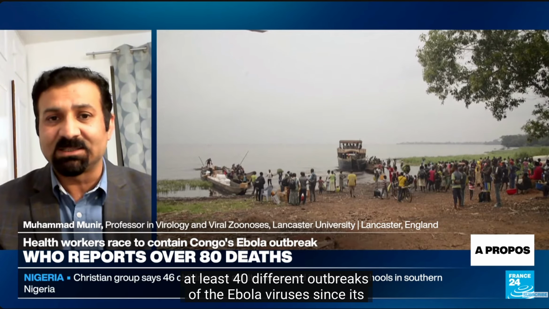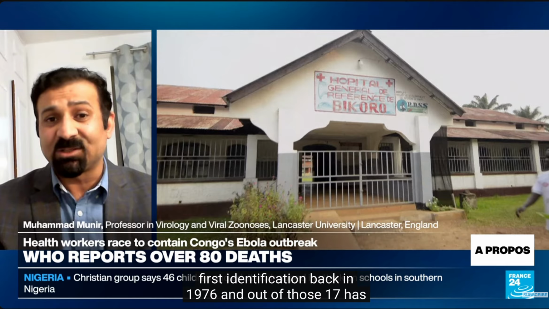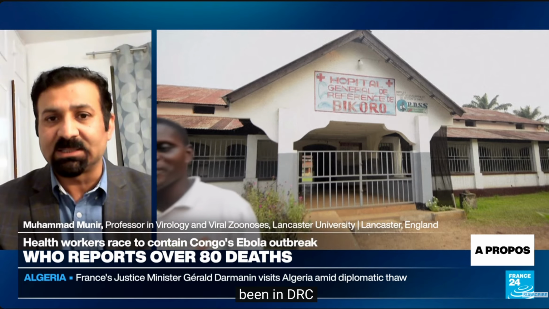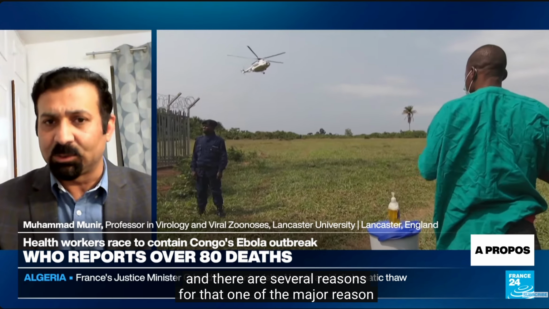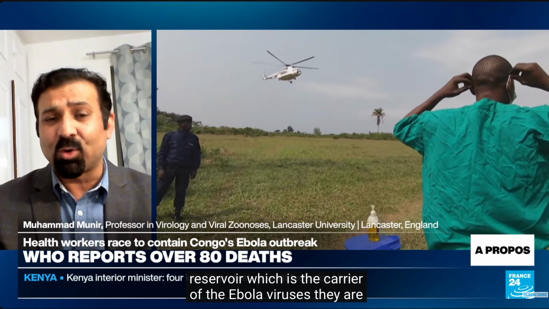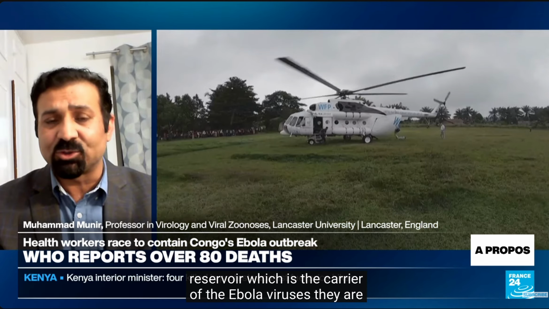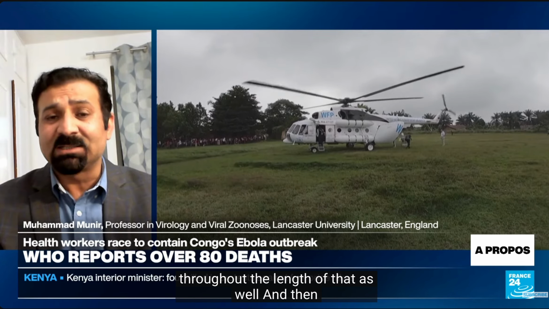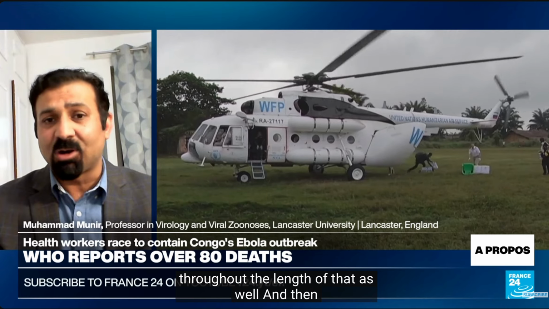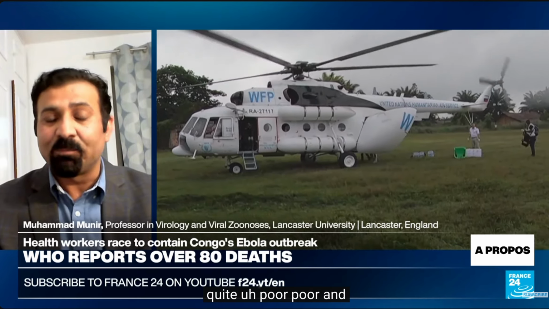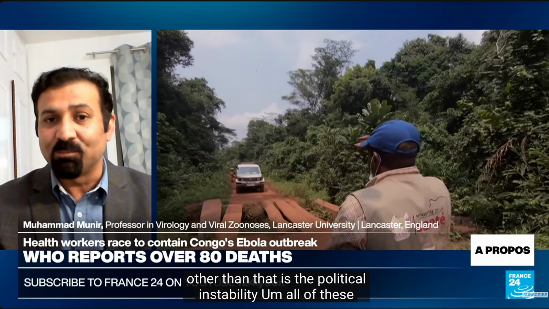One of the major reasons is that the bat population, which is the reservoir, the carrier of the Ebola viruses, is very common in the DRC and part of Central Africa throughout the length of that as well. And then the other aspect is that the borders are porous. Overall health infrastructure is quite poor. And other than that is the political instability. All of these factors are precipitating and unfortunately would have a negative impact on the outbreak moving forward.